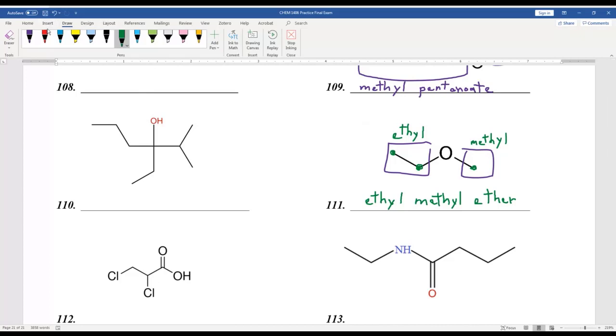Alternatively, you could put the IUPAC name. Some professors want you to know it. Some professors don't really care. But in IUPAC name, I would simply call this methoxyethane.